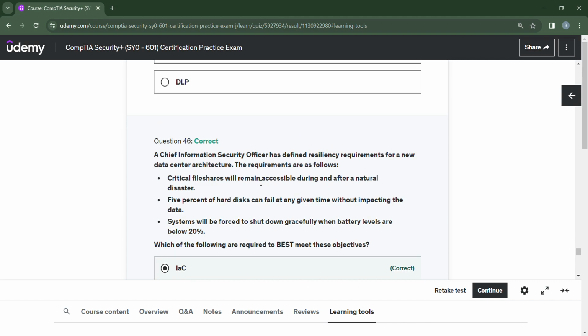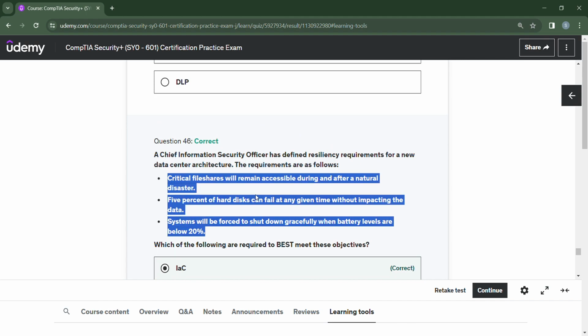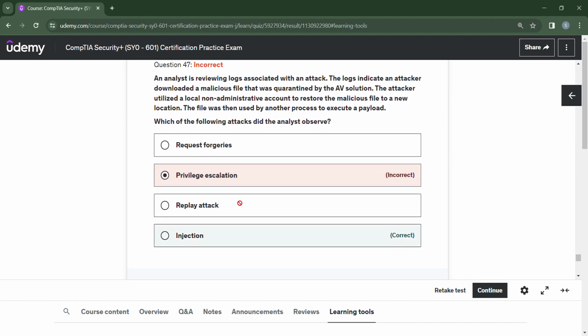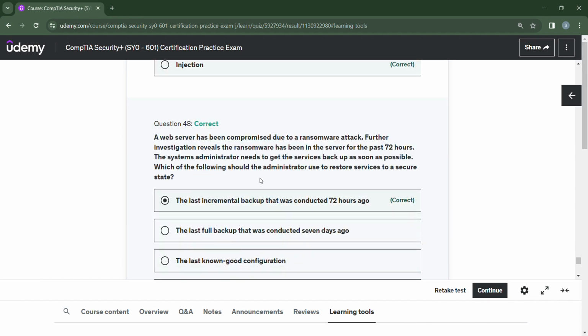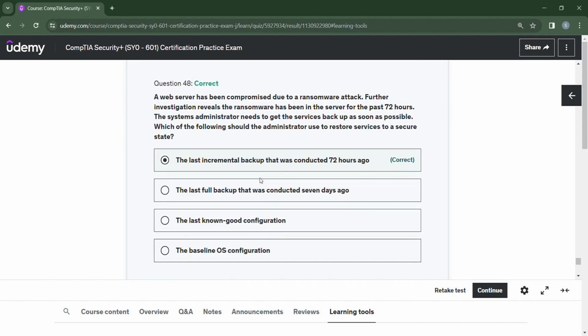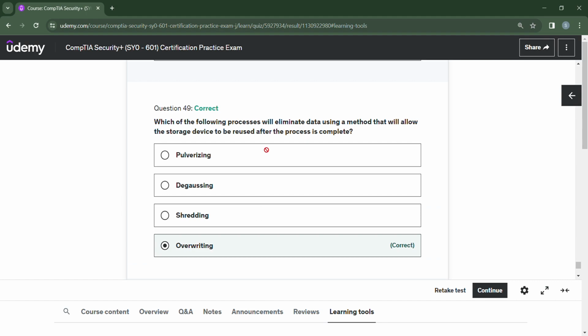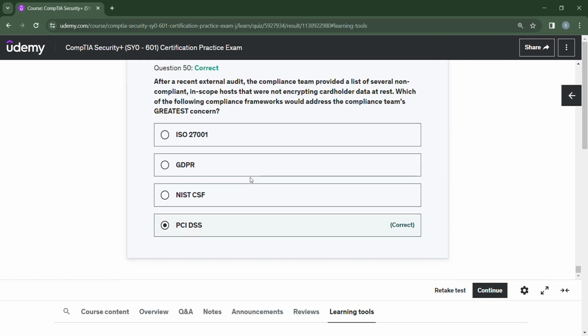Yeah, infrastructure as code because it's laying out the configuration. Injection, okay. Last incremental backup before the ransomware attack. Overwriting was correct. And then PCI for credit card information.